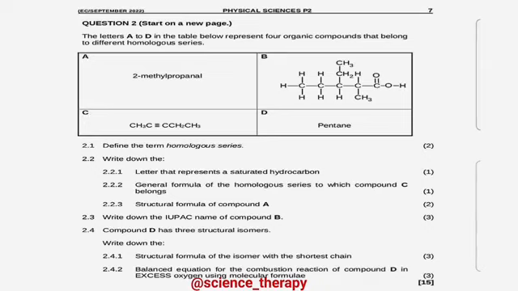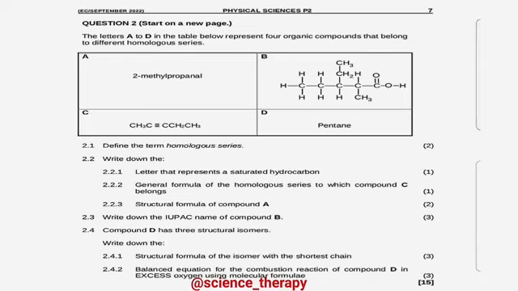So we have Eastern Cape, September 2022. That was last year's prelims exam. So we have the letters A to D in the table below represent 4 organic compounds that belong to different homologous series, right? So I'm gonna give you a simple and easy approach to these questions.